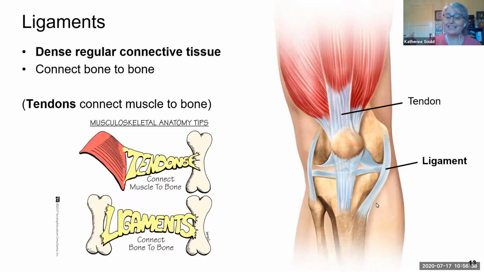The Achilles tendon that attaches to your heel, also called the calcaneal tendon, connects your calf muscles, your gastrocnemius and soleus muscles, to the calcaneus bone. So that is a tendon. So Achilles tendon, ACL ligament. So tendon, muscle to bone, ligament, bone to bone.